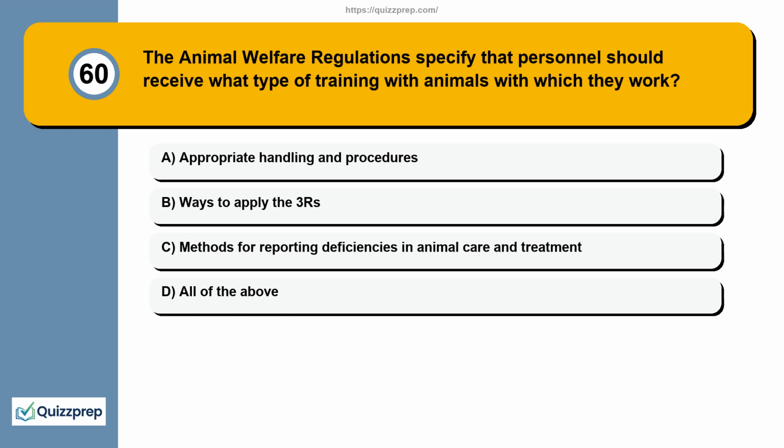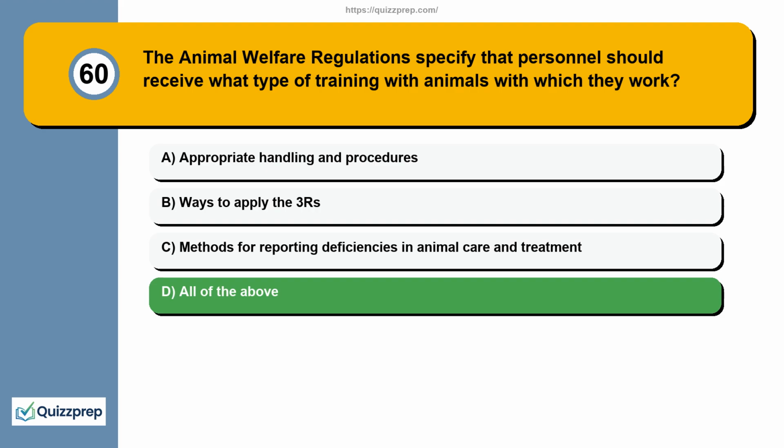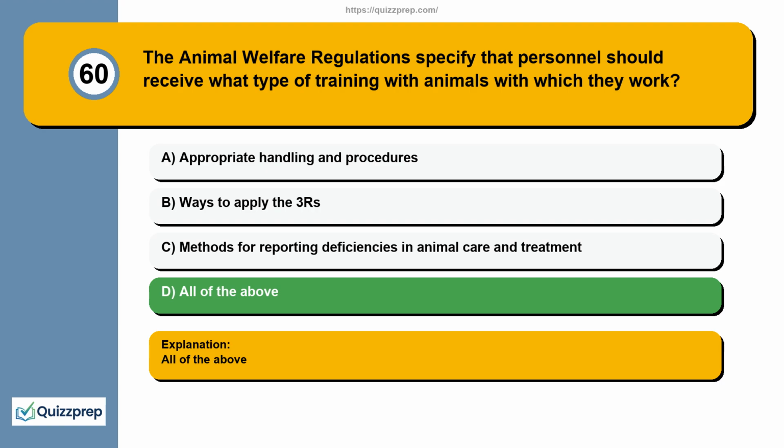Question 60. The animal welfare regulations specify that personnel should receive what type of training with animals with which they work? Option A, appropriate handling and procedures. Option B, ways to apply the 3Rs. Option C, methods for reporting deficiencies in animal care and treatment. Option D, all of the above. The correct answer is option D, all of the above.